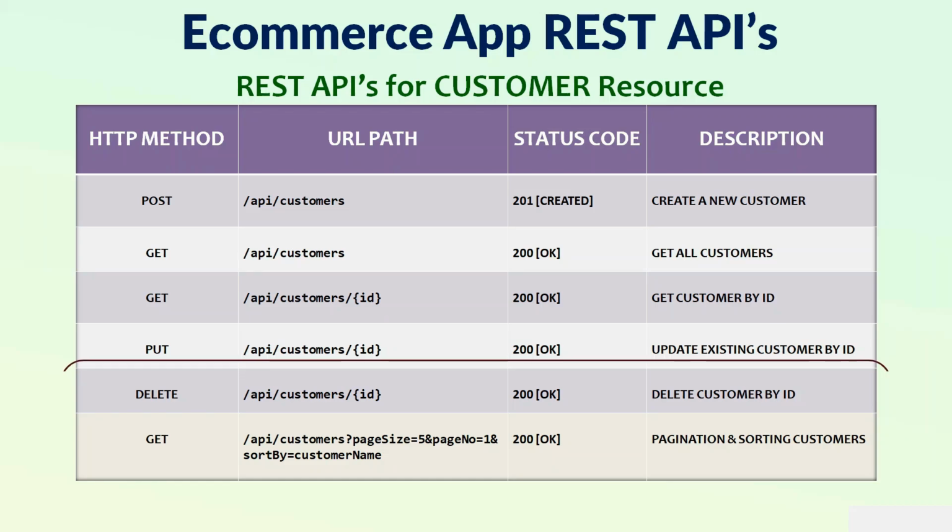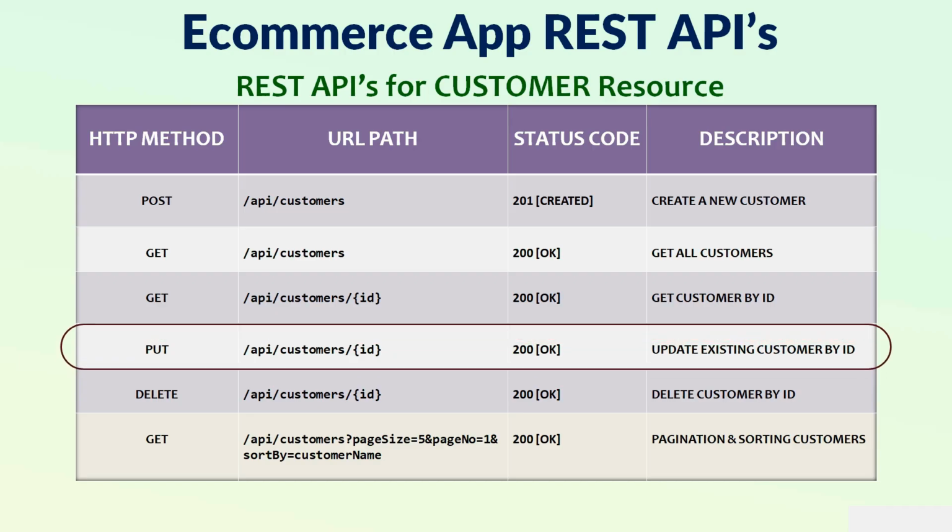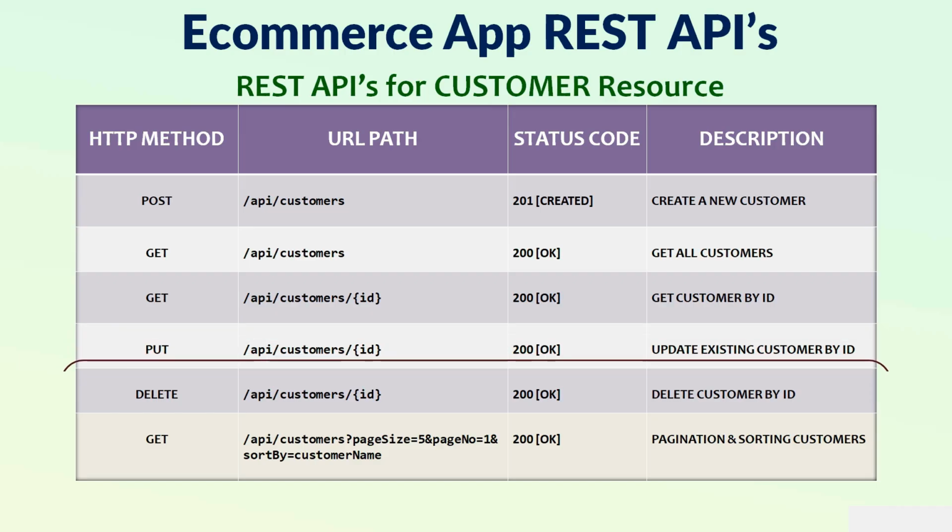Here this is the customer resource API's design. Here this is update existing customer by ID REST API. It will handle HTTP PUT method and URL path is /api/customer/ where we need to provide the ID, and its status code is 200. Okay, now let's implement update customer REST API. Let's move to STS IDE to implement update customer REST API.